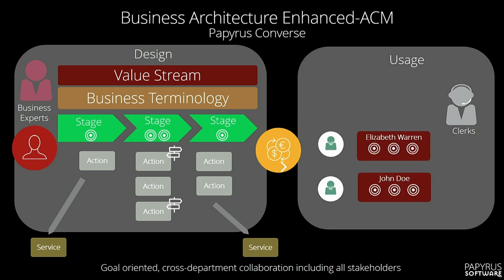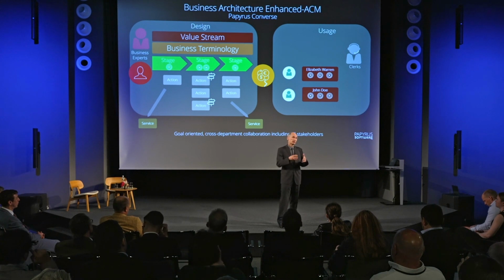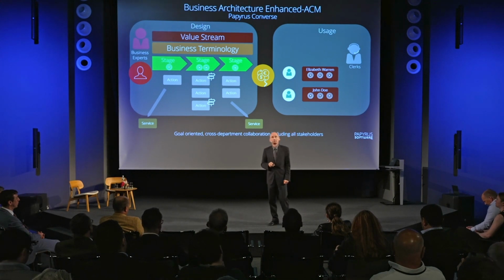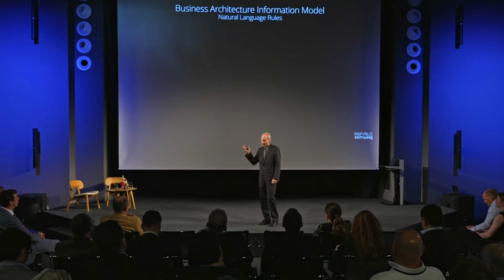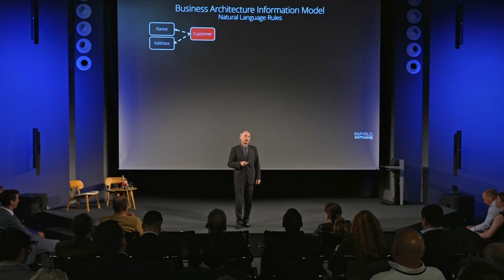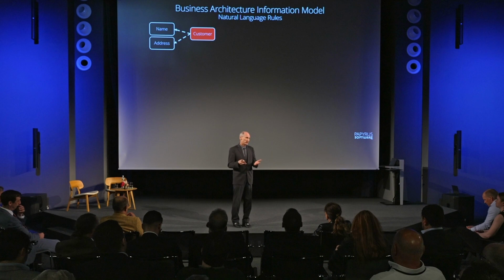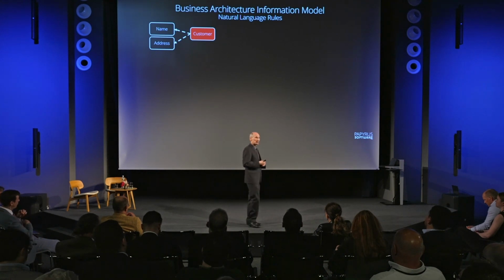On the usage side, as we have also seen with Papyrus Converse, we have the Converse client, which uses these predefined value stream templates to execute them for very specific customer cases. I think the whole thing about the terminology is: where does the business really benefit from defining such an information model based on business architecture?